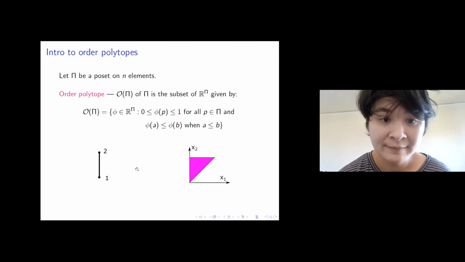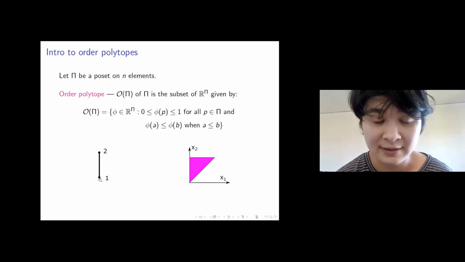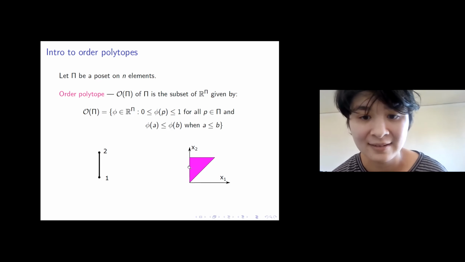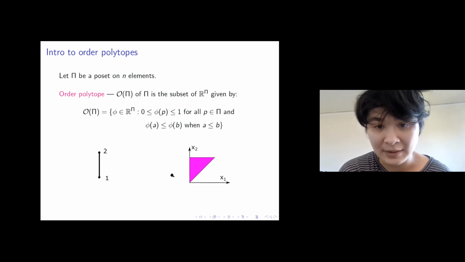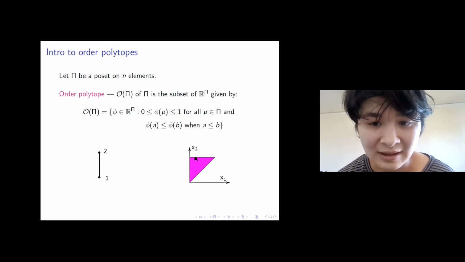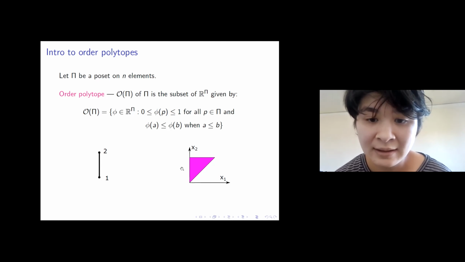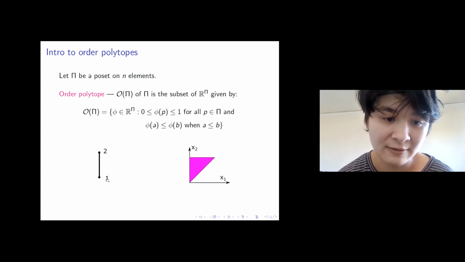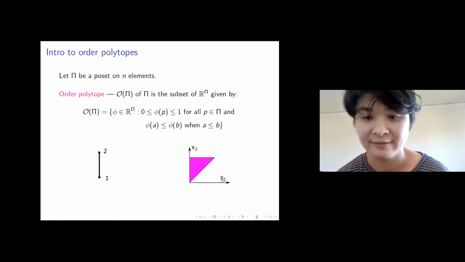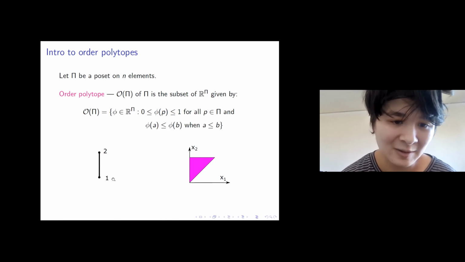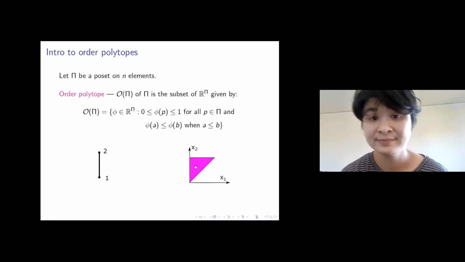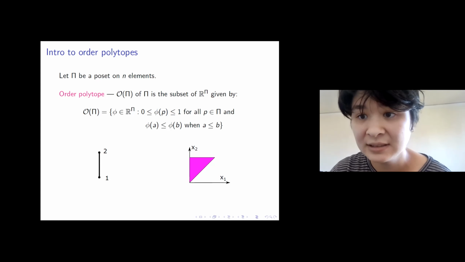And the order polytope is what happens when you give a coordinate to each of the points in your poset. So for point 1, we have x1, and for point 2, we have x2. Then the polytope is the set of all points such that, first of all, it lives inside of the unit cube, and the ordering of the coordinates respects the poset. Since 2 is above 1 here, we want all the points such that x2 is greater than x1. So the order polytope corresponding to this poset is just this triangle right here. Does anyone have any questions about that construction?